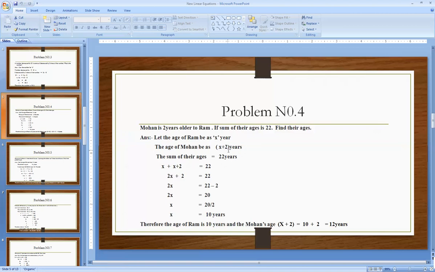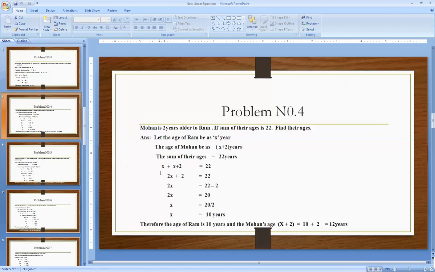If we add both Ram and Mohan, Mohan has an additional 2 years. The sum of their ages, both ages added: one is x, another one is x plus 2, that is Ram plus Mohan. If you add their ages, then their ages will be 22 years.